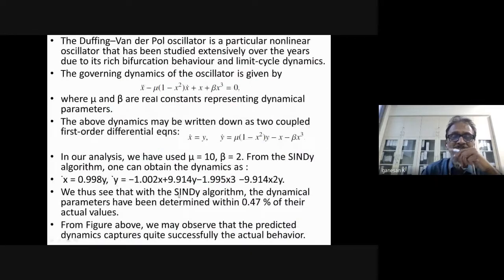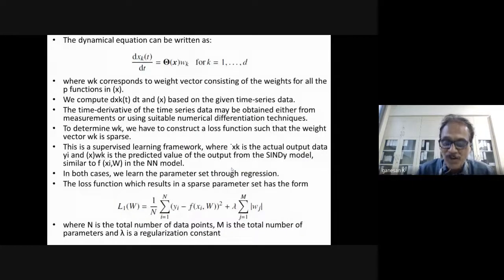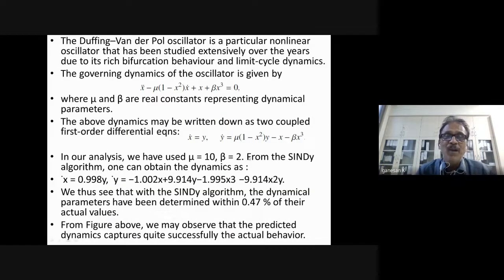In this particular case, you will find at the end of your iteration, because when I say I'm building a model, at the end of the neural network you need to tell what the value of this weight matrix is, which is connecting your input to your output. So if you ask for this input-to-output matrix at the end of the simulation, it is going to give these values: x dot equal to 0.9898 times y, y dot equal to minus 1.002x plus y, and so on. So here, again, these x, y, x cubed, etc.